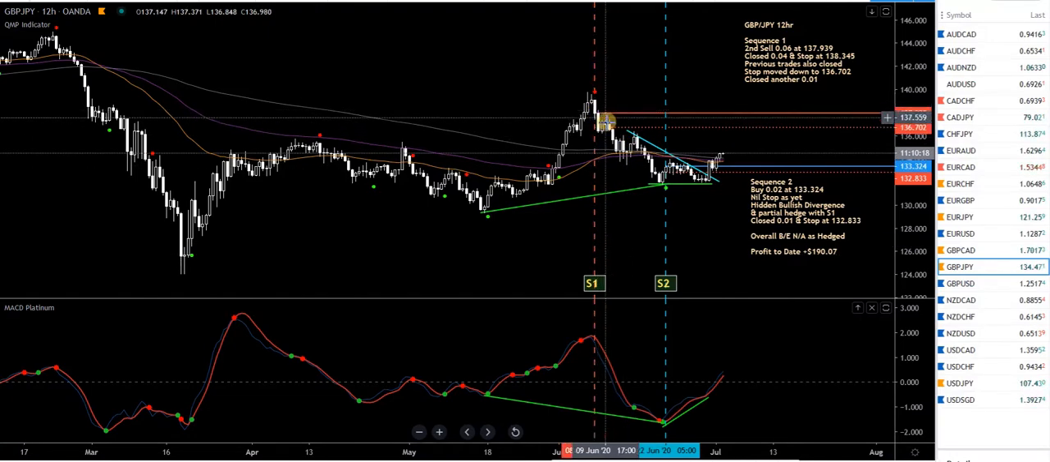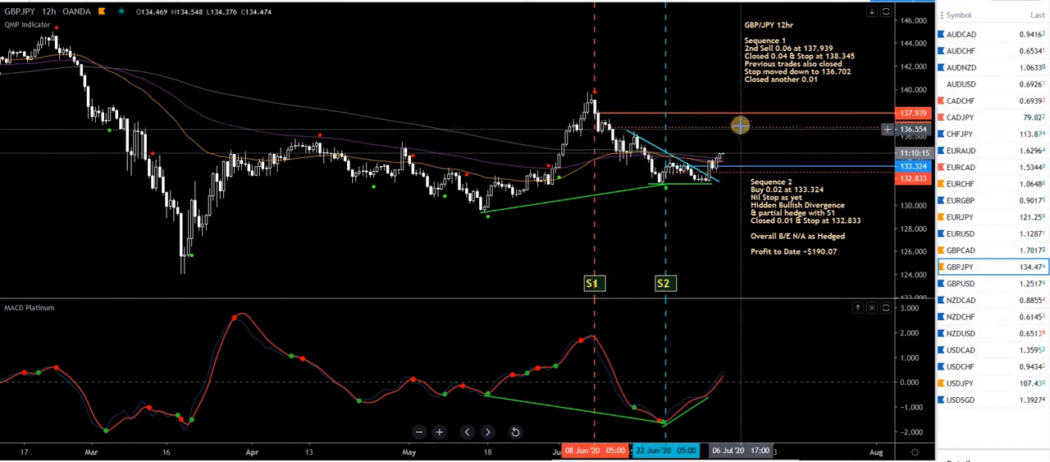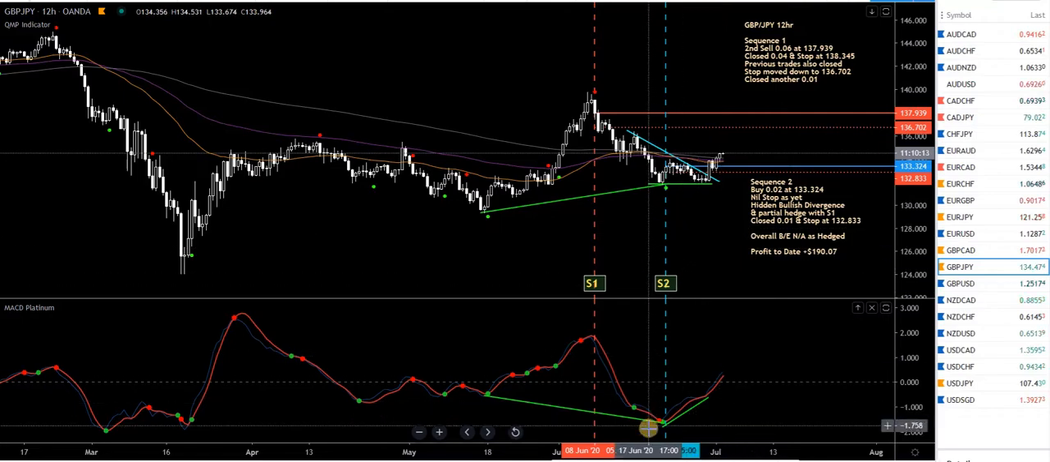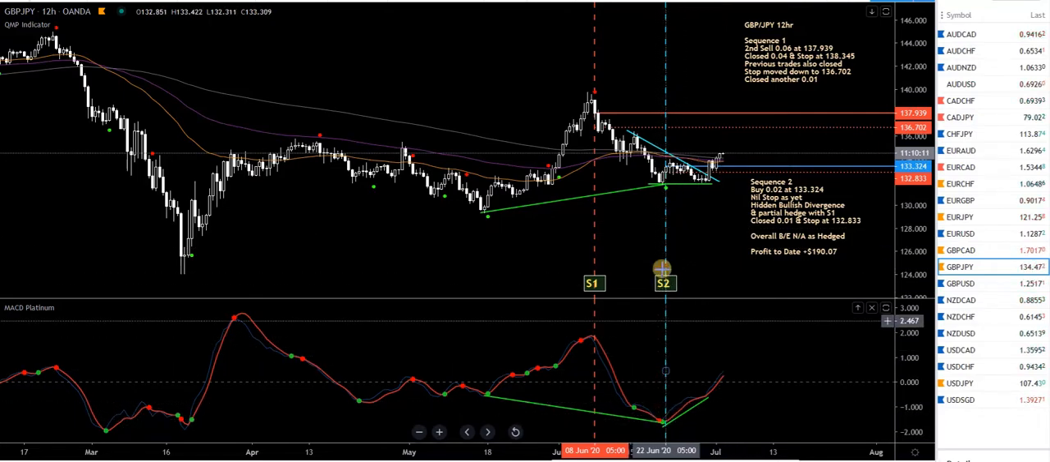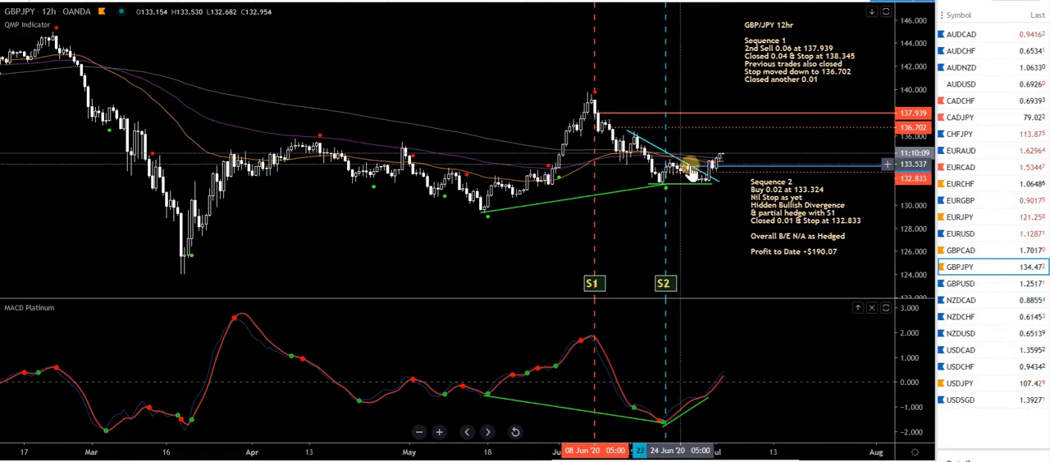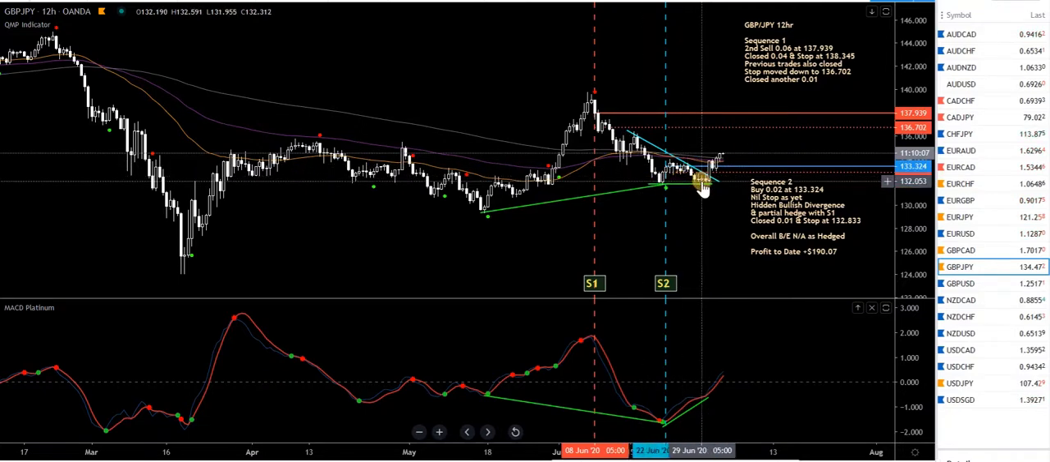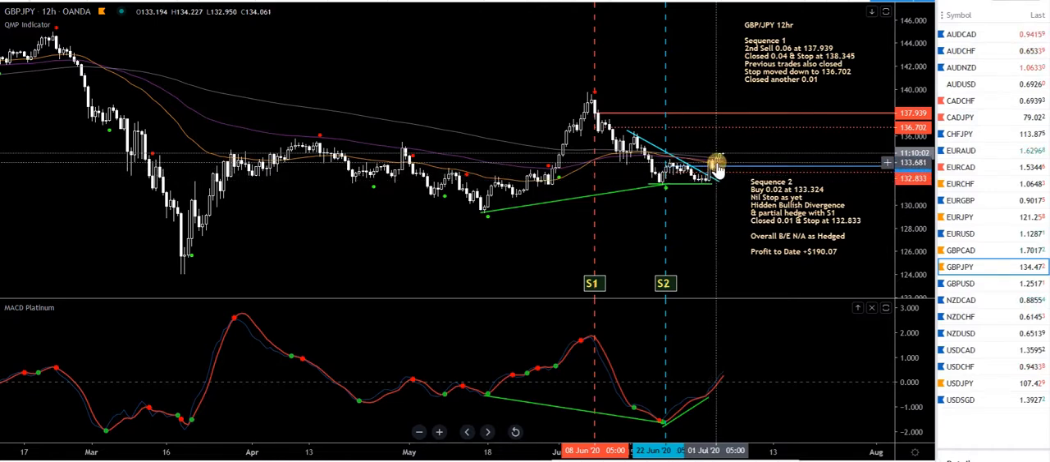Sell one's up here, which is fine. There's a stop for that. Not changed that as yet. Sequence 2 was a buy, so the MACD platinum's below the 0 level. Took a buy. Went down. Come down. Didn't break this previous low, so got nice little support levels. Pushed back up through my entry.